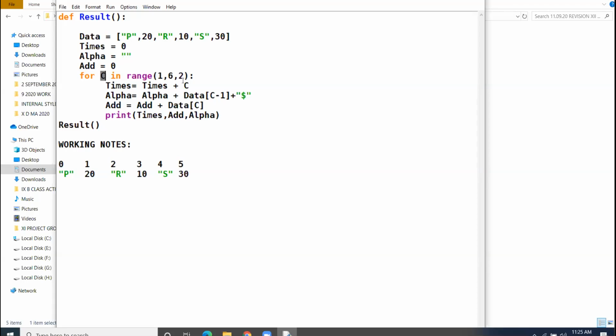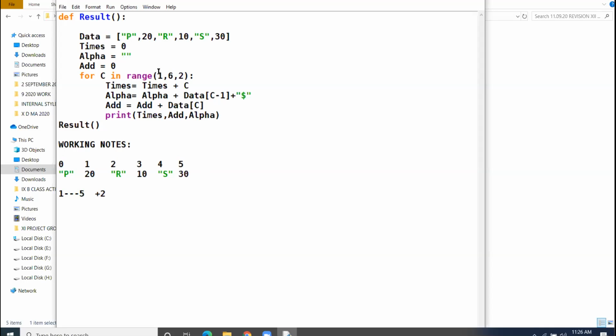Now what does this mean? We are to start from the first value. We are to move till the fifth value, 1 less than 6. But we have to skip. Every time we have to make a jump of 2.